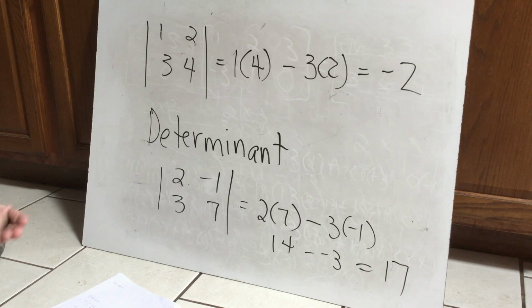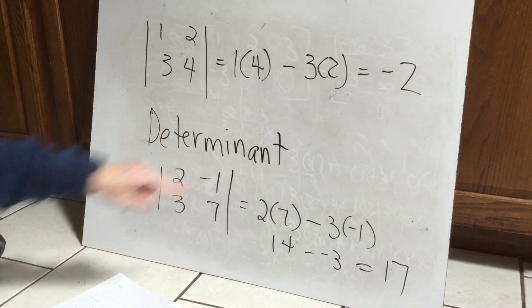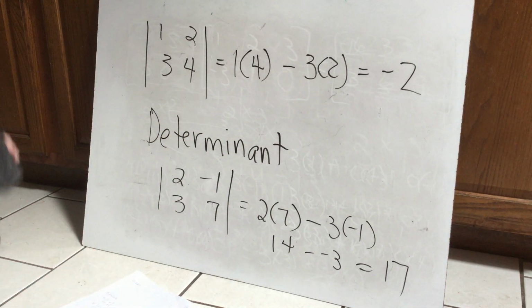Determinants have lots of uses. We're going to talk about a couple of those uses later on, but right now we're just calculating them. So when you see these vertical bars that look like absolute value, that means, oops, calculate me, I'm a determinant. 14 minus -3.